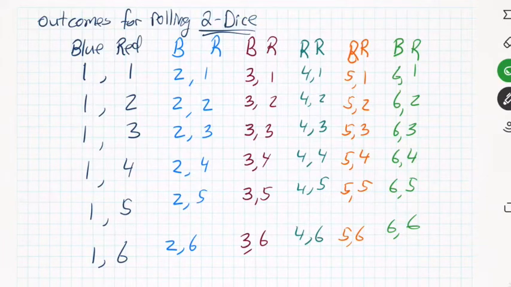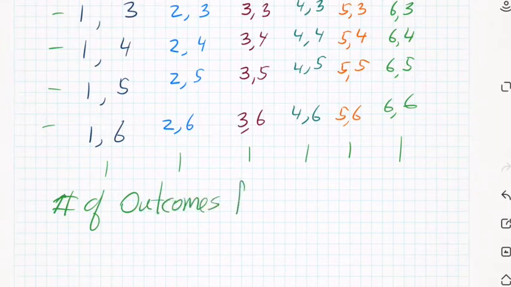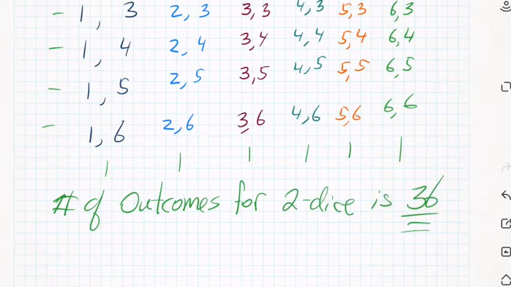So if I sat here and counted them all up, it's pretty simple to do a little simple math here. There are 6 going down and there are 6 going to the right. So the number of possibilities is 36. So the number of outcomes for 2 dice is 36. So that's just something you want to keep in the back of your mind when you're dealing with rolling 2 dice, that the number of outcomes is always going to be 36.